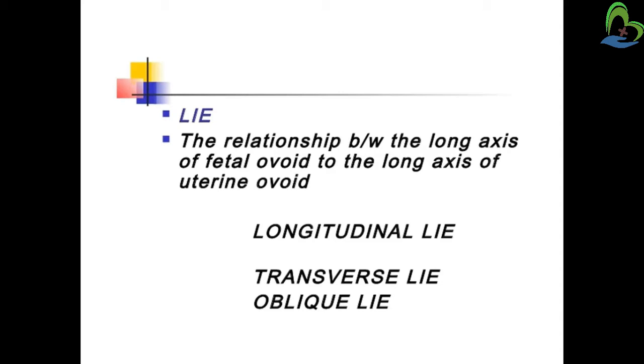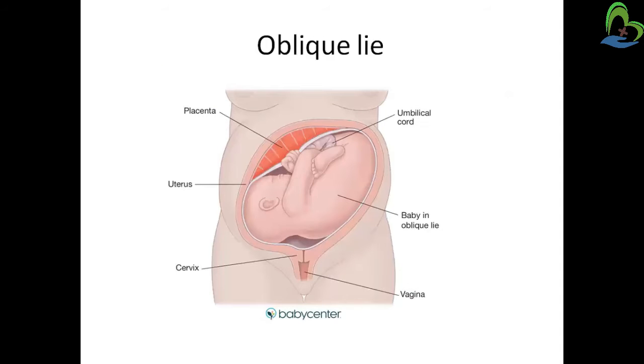What is the lie? The definition of lie is the relationship between the long axis of the fetal ovoid to the long axis of the uterine ovoid. Okay, so the relationship between fetal ovoid and uterine ovoid we should name as a lie. It may be a longitudinal lie, transverse lie, or oblique lie. You can see in the picture it is the oblique lie, right? The relationship between the uterus ovoid and maternal pelvis is obliquely attached.